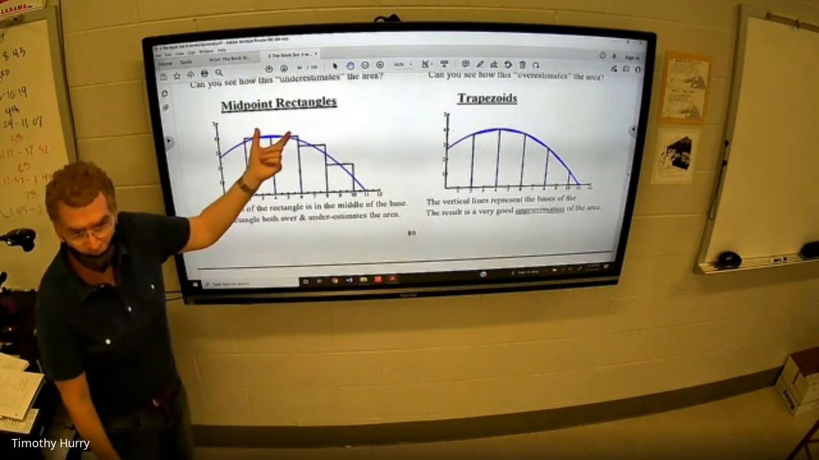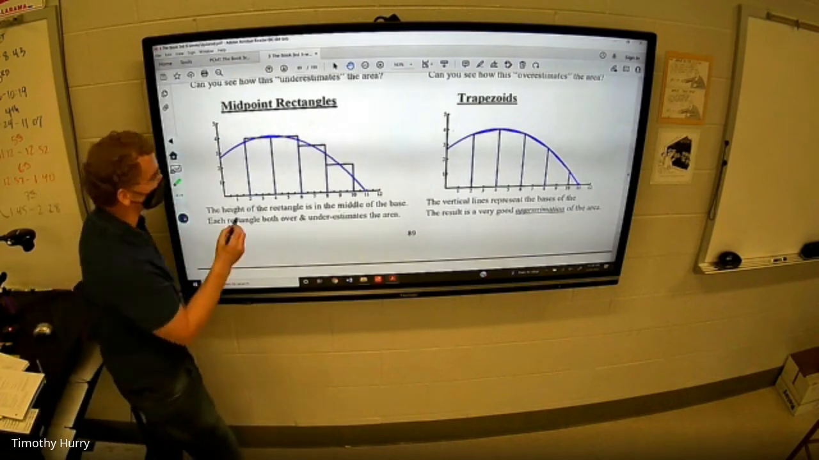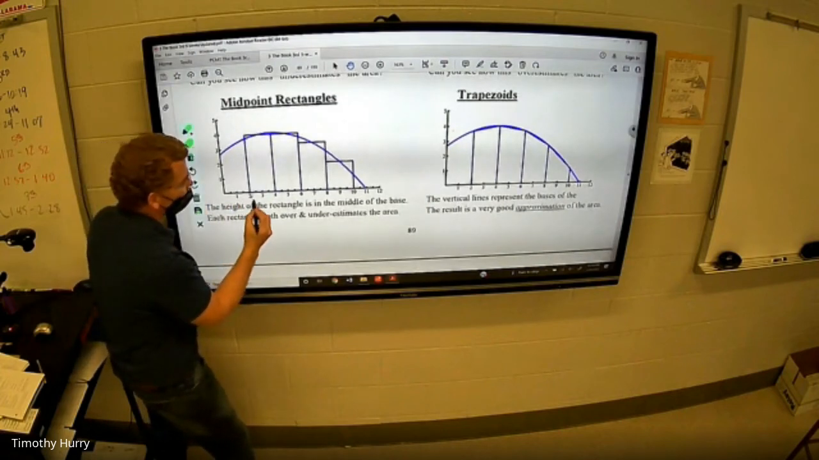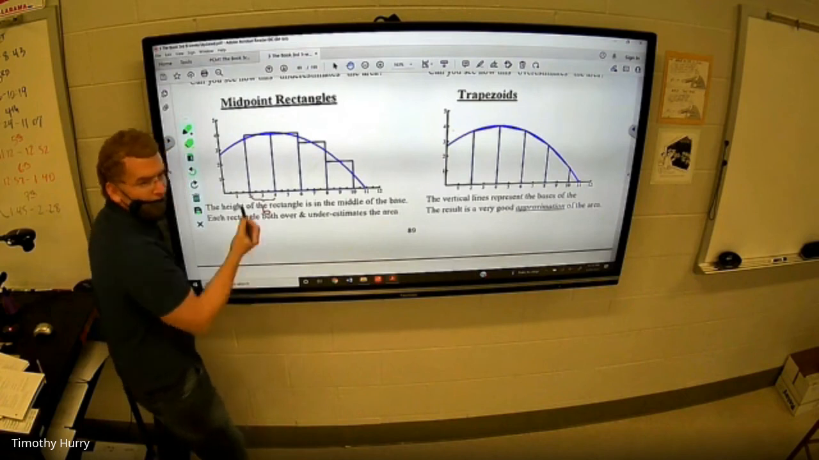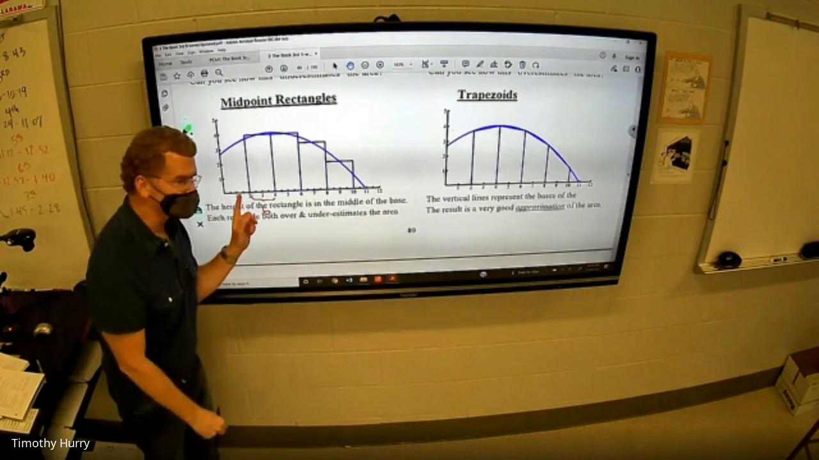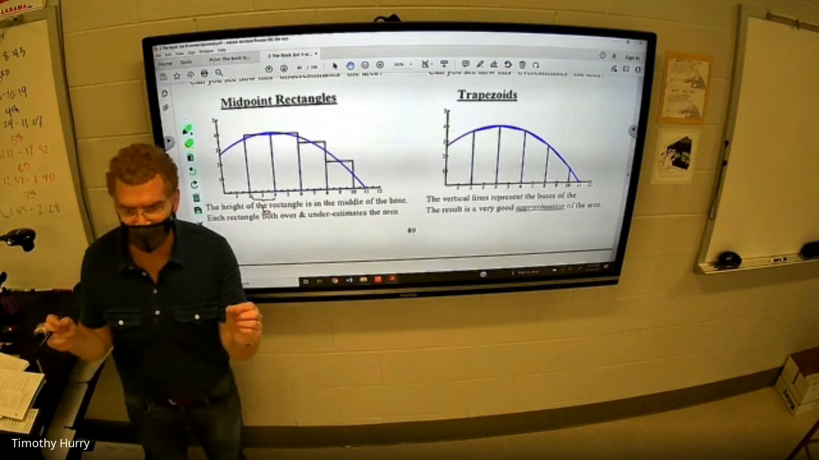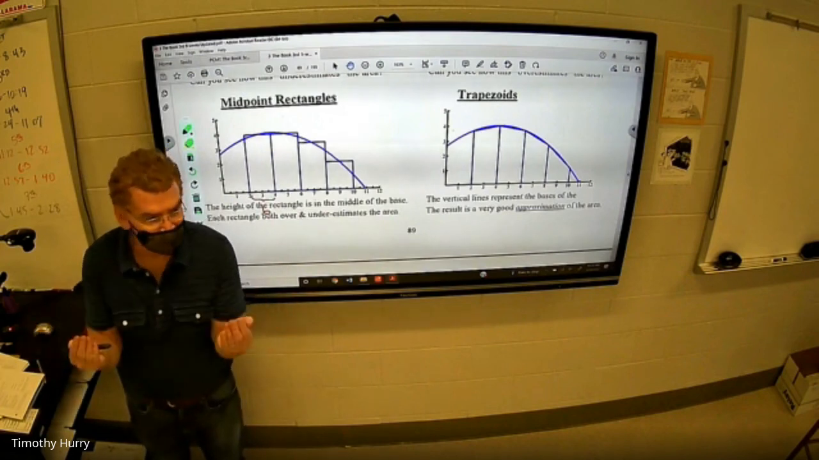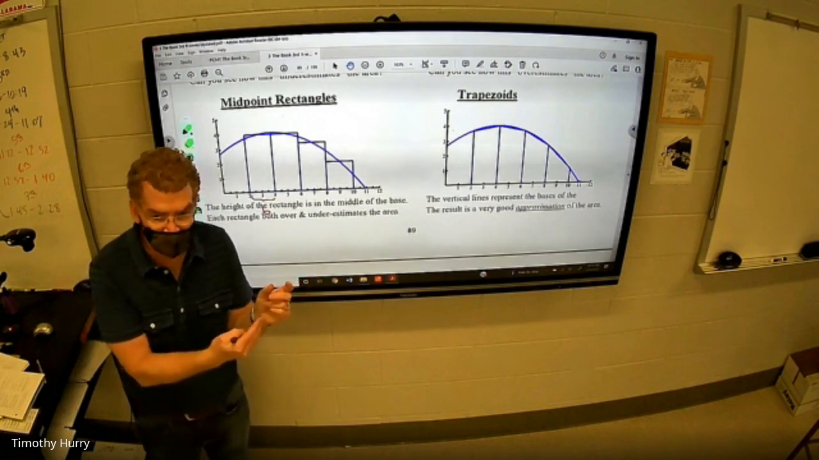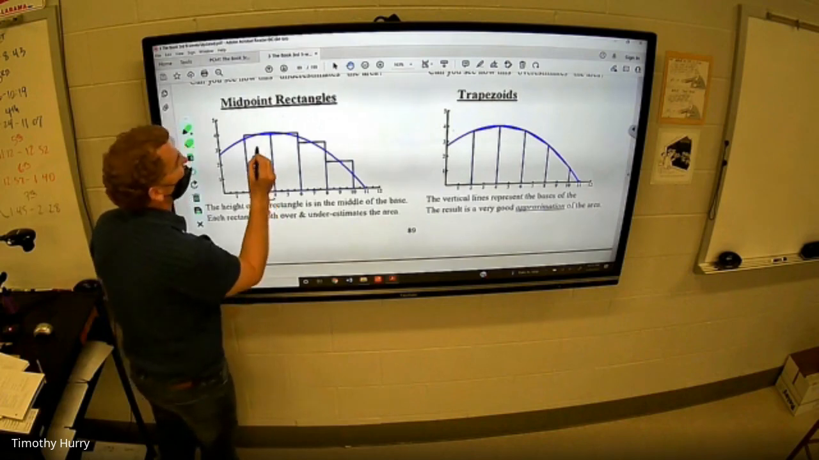Last two, though, midpoint. Midpoints are great because midpoints, stay with me, say to do this. Once you figure out your base, you're not going to use the left or the right. You're going to use the middle. Well, if left uses f of 2 and right uses f of 4, how do you find the one in the middle? You average them. So you average the x's. What's the average of 2 and 4? 2 plus 4 is 6 divided by 2 is 3. And you plug in f of 3 to find that height.